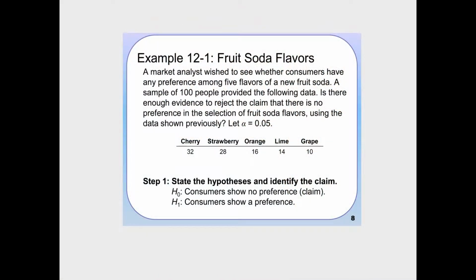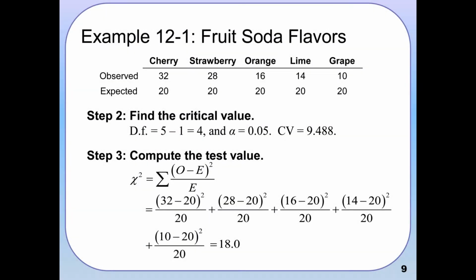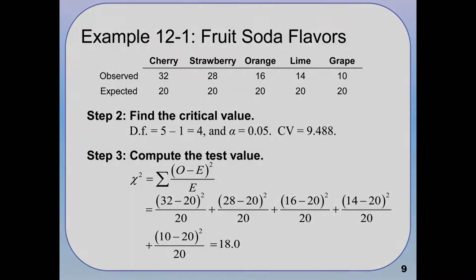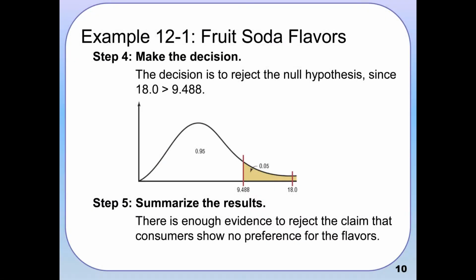So for example, we have fruit soda flavors. We have 5 steps to follow. Step 1 is state the hypothesis and identify the claim. Step 2, find the critical value. Step 3, compute the test value. Step 4, make the decision. And step 5, summarize the result.